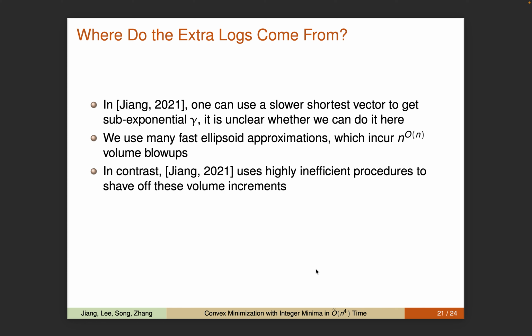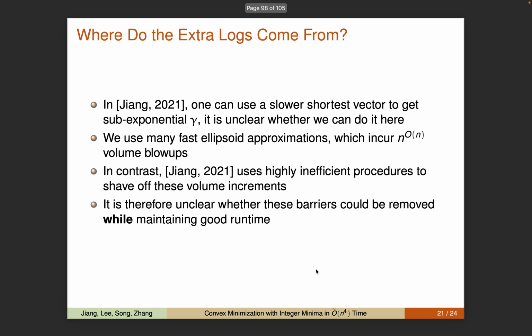In contrast, Zhang develops very sophisticated schemes to carefully control these ellipsoidal blowups and shave off the extra volume increment due to them. However, from a runtime perspective, this is not exactly the best thing to do, as it makes the overall algorithm even slower. It is therefore unclear to us whether you can remove the quadratic barrier while maintaining a relatively good runtime.